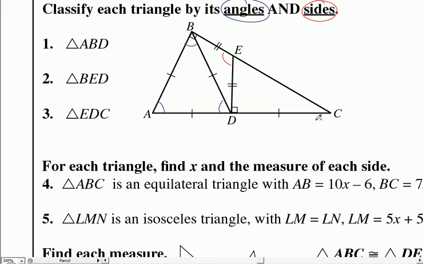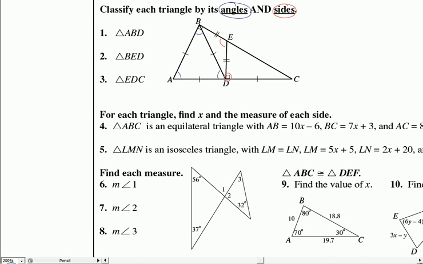Okay, what about the next one? EDC. That's this little one right here. Yeah, it's a right. By its angles, it's a right triangle. What about by its sides? You got 1 tick mark, 2 tick marks, and no tick marks. Scalene, right, because you don't know that any of the sides are equal to each other. So it's a scalene triangle. Okay?